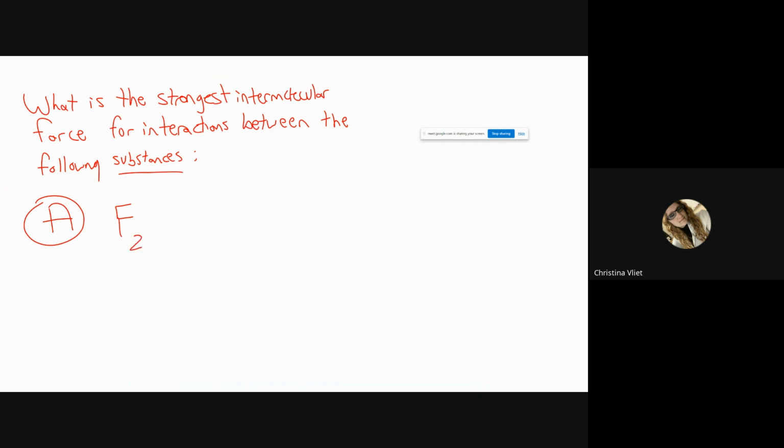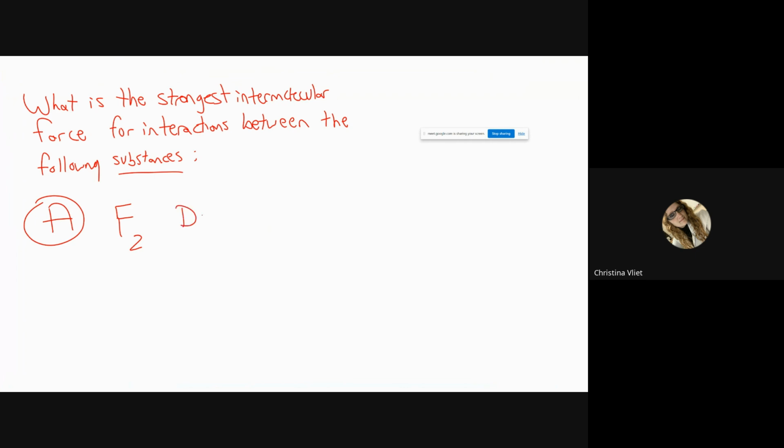F2. What is the strongest intermolecular force in a bunch of F2 molecules? Because it has electrons, but it has no difference in electronegativity. So the answer is dispersion.